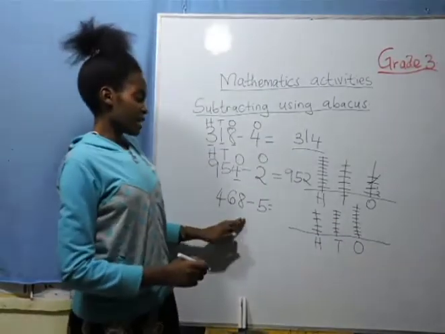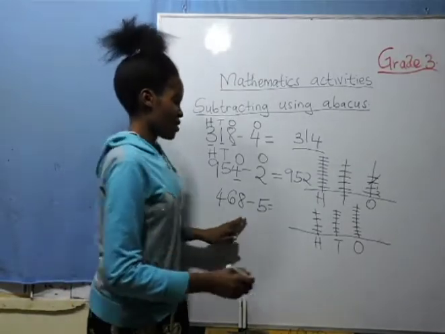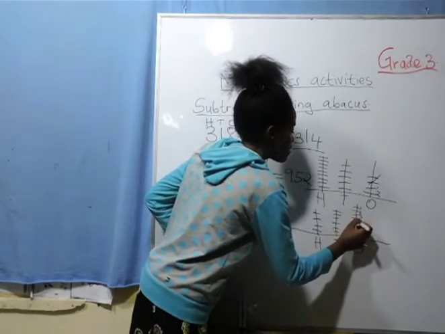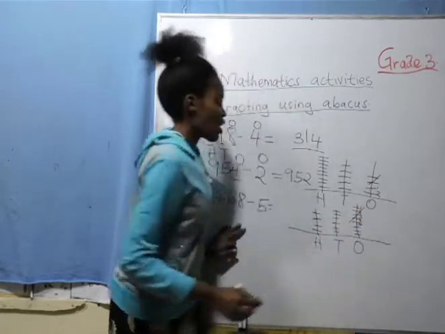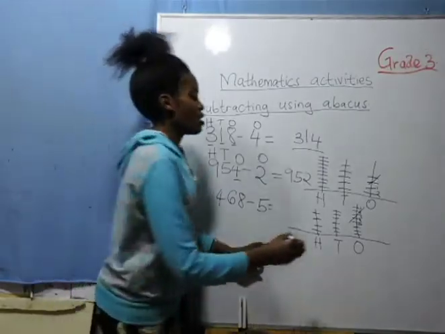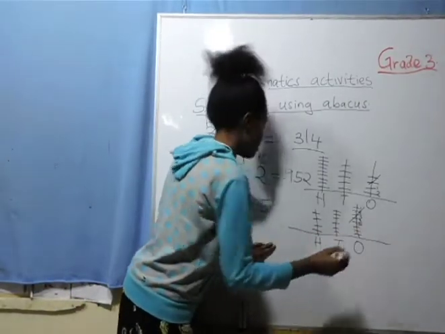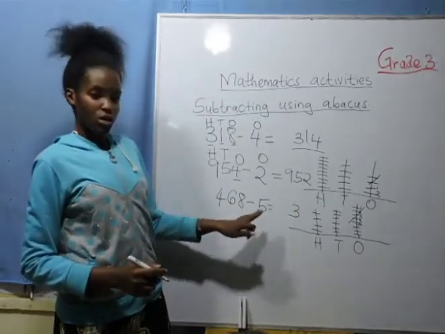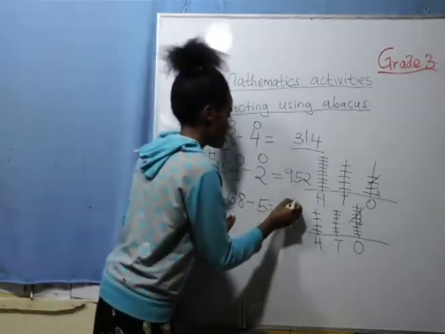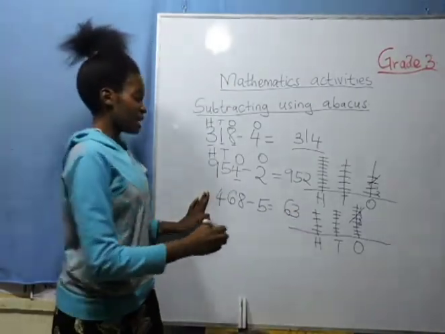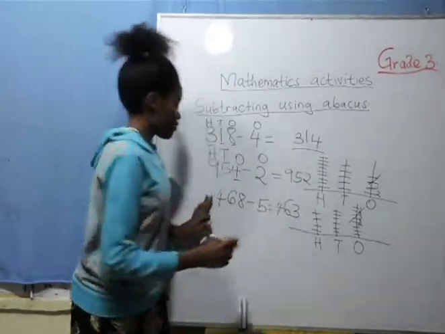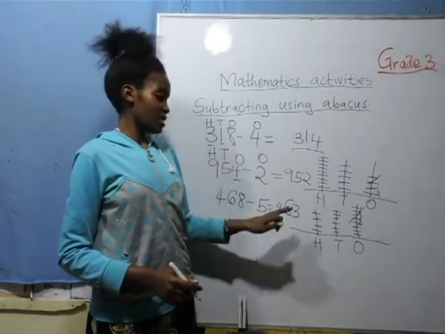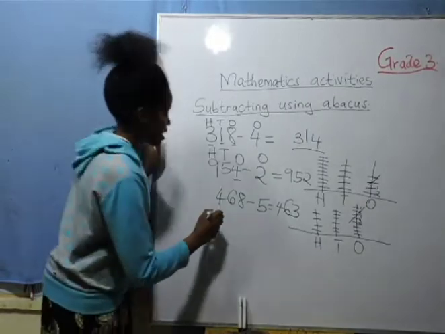Now, we are going to subtract 8, take away 5. Let's count. 1, 2, 3, 4, 5. We are going to remove these ones. How many are we going to remain with? 1, 2, 3. We are going to remain with 3. And in our tens place value, we are not going to take away. It will remain as 6. And in our hundreds, it will remain as 4. Now, 468 take away 5 is 463.